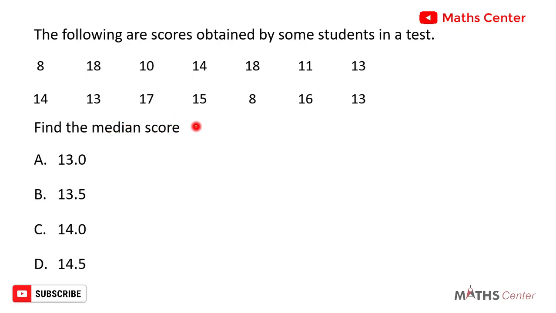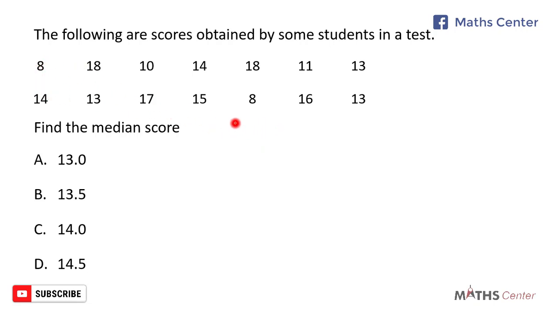To get the median score, we first have to arrange the scores in order of magnitude. It can be ascending order or descending order, that is from the least score to the highest score, or from the highest score to the least score. In this particular case, I'm going to use the ascending order, so from the least score to the highest score. So we have to arrange the scores here in ascending order.